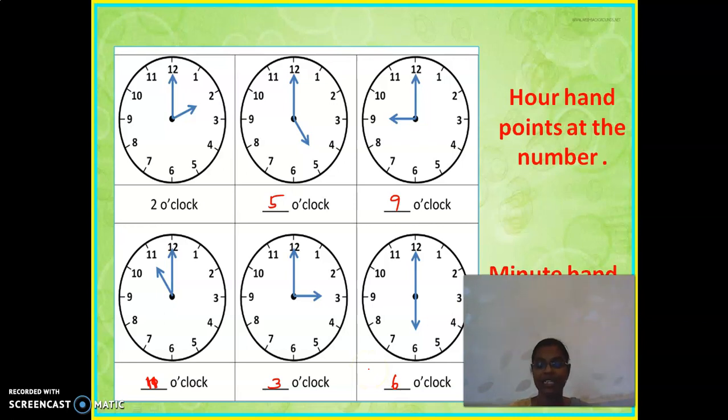Yes. So in the last session I gave you a clock to draw and point the hour hand and the minute hand. The hour hand points at the number. Can you see the hour hand? 6, 3, 11, 2, 5 and 9. And what about the minute hand? If you compare all six, you can see the minute hand points at 12. Are you all clear now how you have to draw the clock?